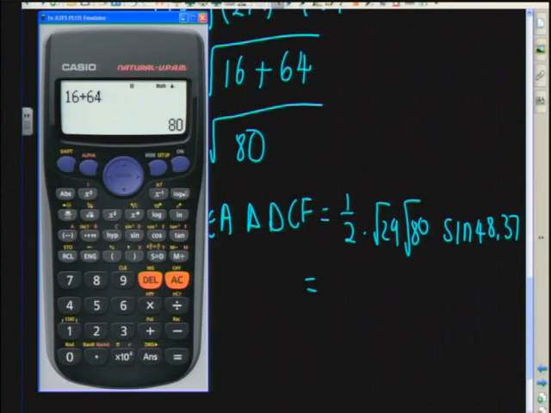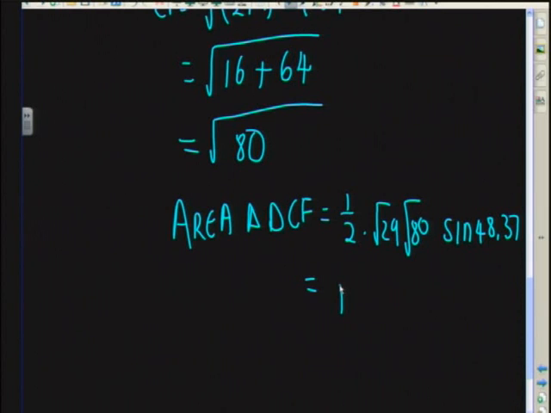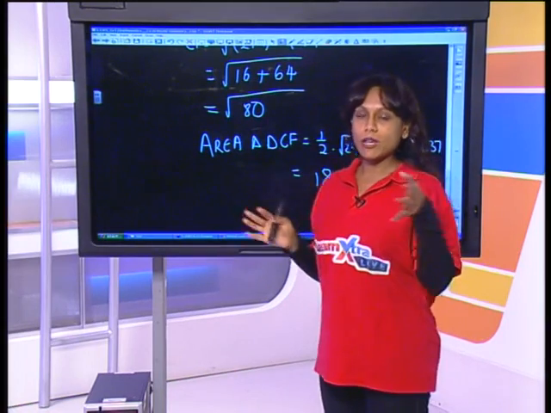Okay. Plug all of that into your calculator. So it's 0.5 times the square root of 29 times, what do we have? Root 80, and sine 48,37. Okay, and that gives us 18 square units. So the area is 18 units squared. Okay. All right. So finally, guys, we are done with question 1.